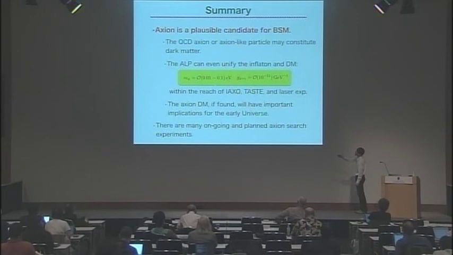The mass is about 0.01 electron volt. The coupling to photons is just below the current bound. So it will be checked by future experiments. And yes, there are many ongoing and planned axion search experiments.